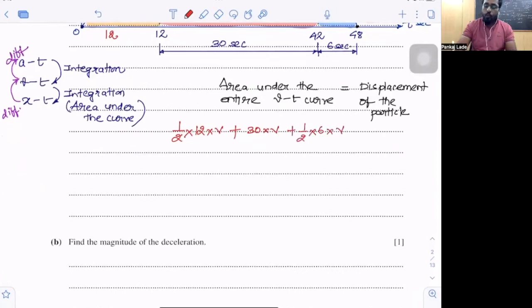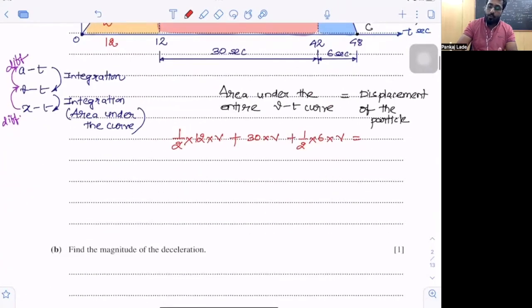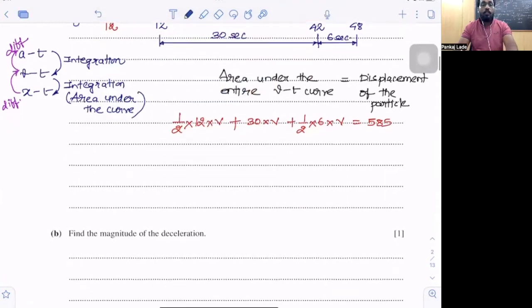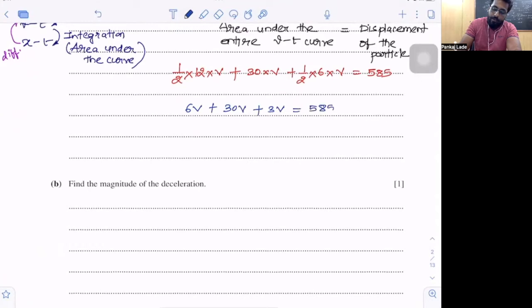And this total value should become equal to the total displacement of the particle. The displacement of the particle is 585 meters, so it's going to be equal to 585. Now I'm going to simplify all this. So I get 1 upon 2 multiplied with 12. That's going to be 6V plus 30V plus 3V is equal to 585 meters. So that's 6 plus 30, 36 plus 3, 39V. 39V is equal to 585. So V comes out to be 585 divided by 39.